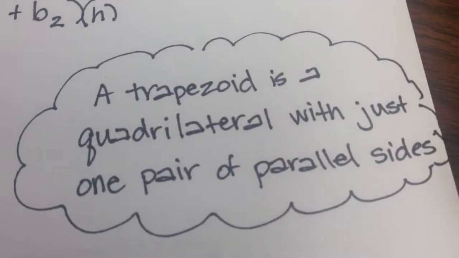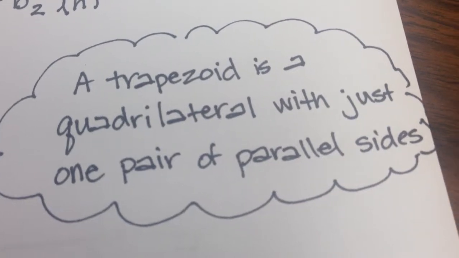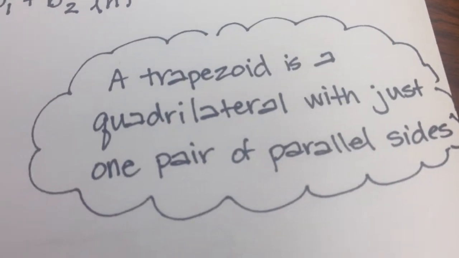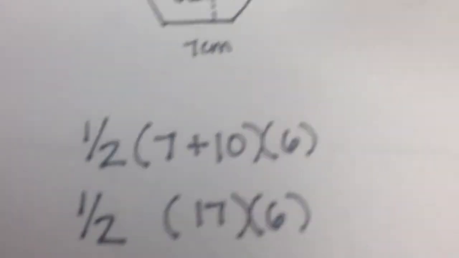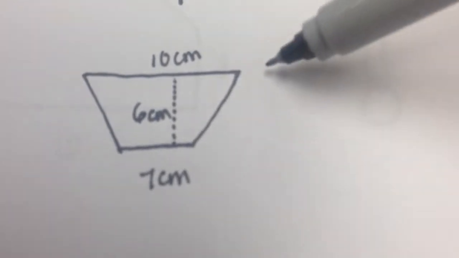Now remember, a trapezoid is just a quadrilateral, which means 4 sides, with one pair of parallel sides. So if we look at my trapezoid here, just this line and this line are parallel. This is not parallel to this. They're going to meet down here, right? So a trapezoid has one pair of parallel lines and 4 sides.